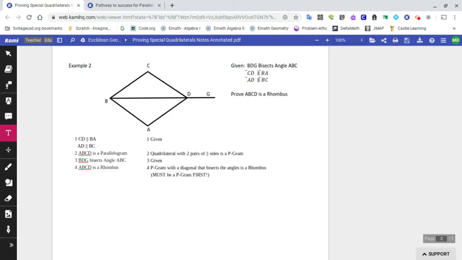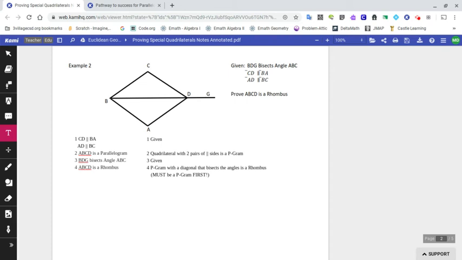Now the second one's going to be really short. We have BDG bisects angle ABC. We have two pairs of parallel sides. Those are my givens. So that's how I'm going to conclude that ABCD is a parallelogram: a quadrilateral with two pairs of parallel sides is a parallelogram.